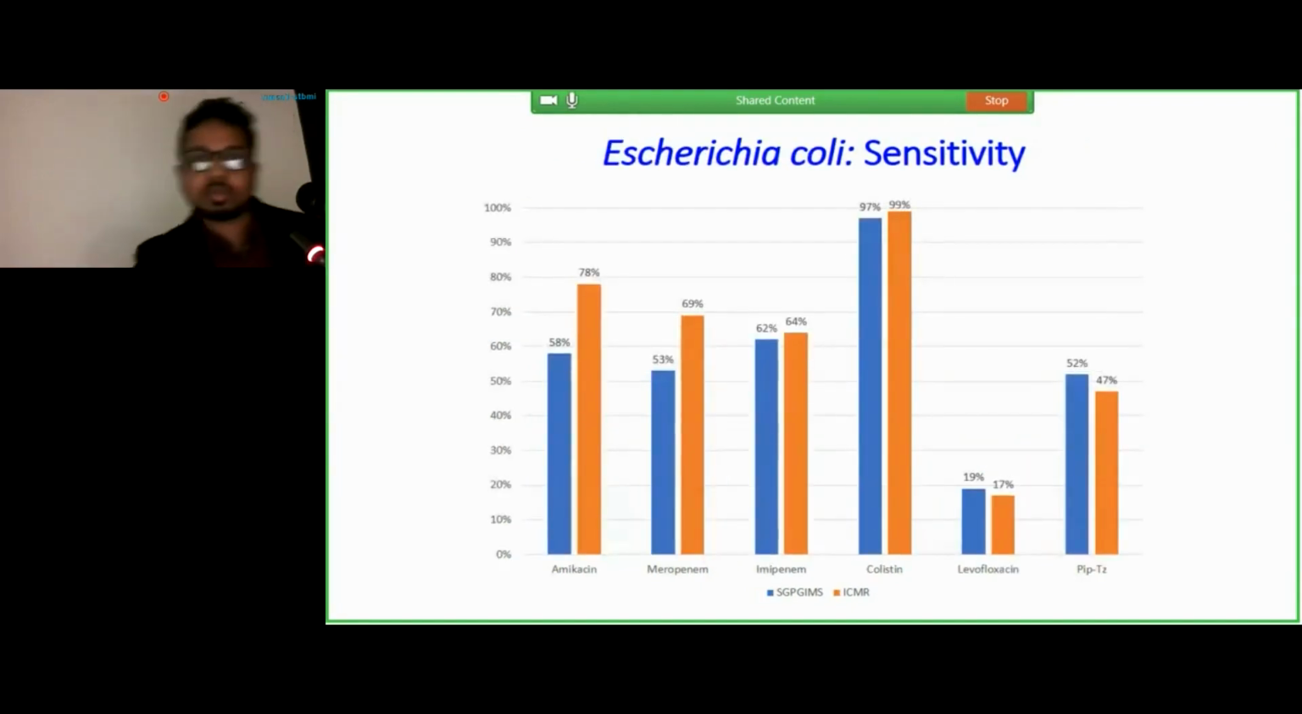Among E. coli, the sensitivity in our isolates is better than Klebsiella pneumoniae, followed by the carbapenems, around 62% and 50% for imipenem and meropenem, similar to 54% and 69% of the ICMR data. Amikacin around 58% were sensitive as compared to 78% of the ICMR data, followed by piperacillin tazobactam around 52% and levofloxacin around 19%.